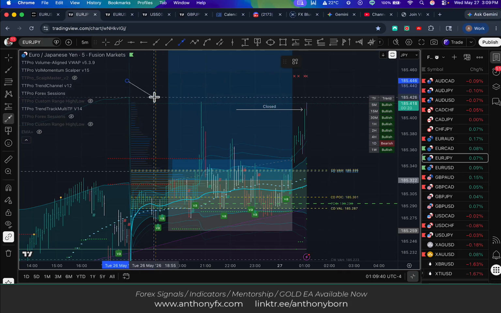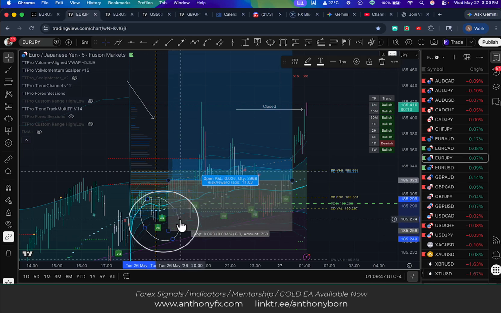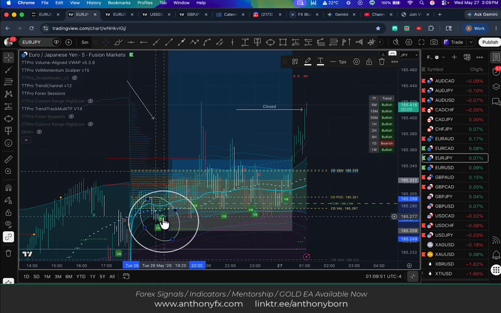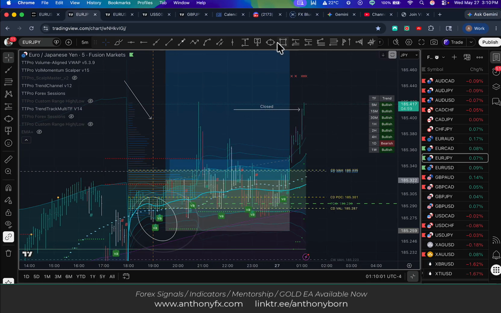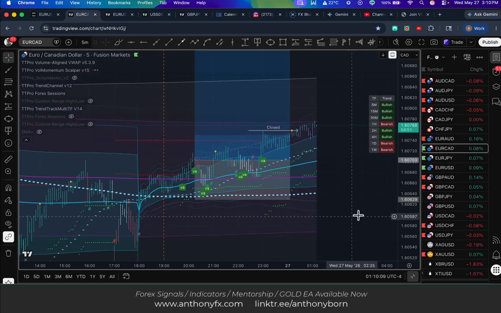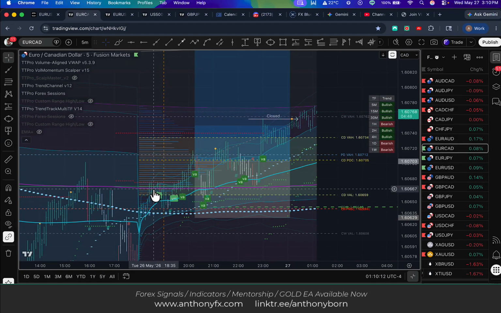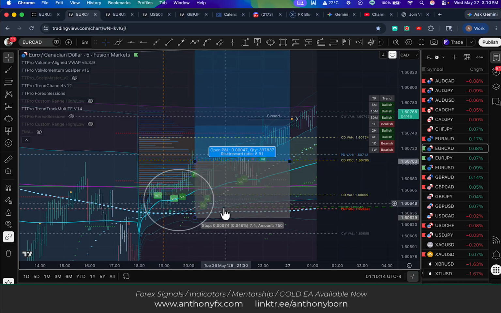Okay, Asian session open, this line, and we got the breakout. This is called a VWAP cluster break. Nice outcome. Closed it here on these signals here, telling me that we might see a pullback. The other one, Euro CAD, same thing. Look, this is what I call an A+ setup.